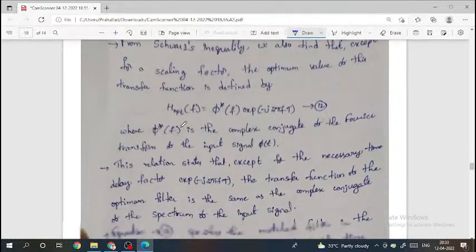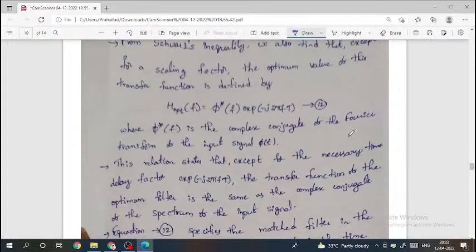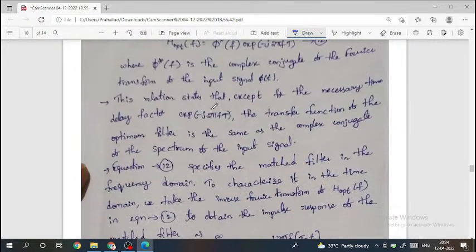Where Φ*(f) is the complex conjugate of the Fourier transform of the input signal φ(t). This relation states that except for the necessary time delay factor, the transfer function of the optimum filter is the same as the complex conjugate of the spectrum of the input signal. This one is equal to this one except for this expression.